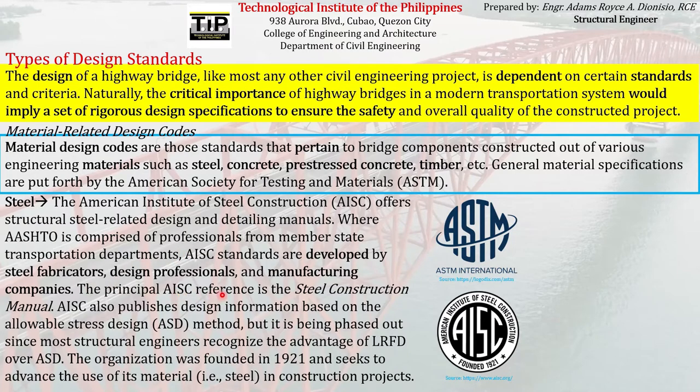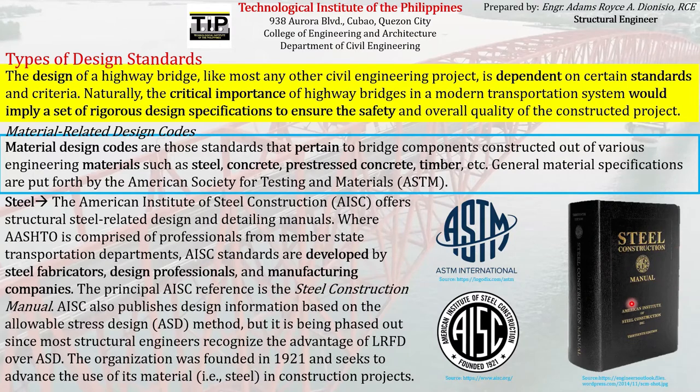The principal AISC reference is the Steel Construction Manual, which is this. You can see here the Steel Construction Manual, 13th edition. I usually use the Steel Construction Manual 13th edition or the AISC 360-05 because our local code, the NSCP 2015, refers to the 13th edition of the Steel Construction Manual. I think it's Chapter 5, if I'm not mistaken. So Chapter 5 of the NSCP 2015 refers to the AISC 360-05 design code, the 13th edition.